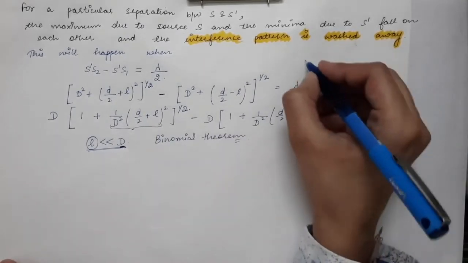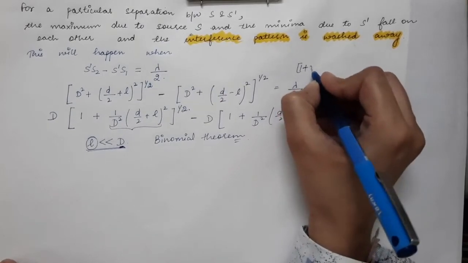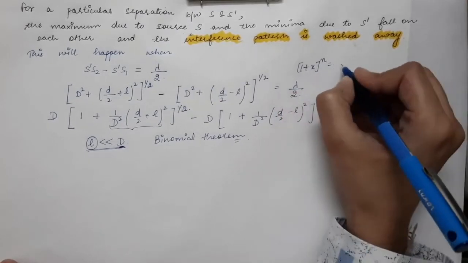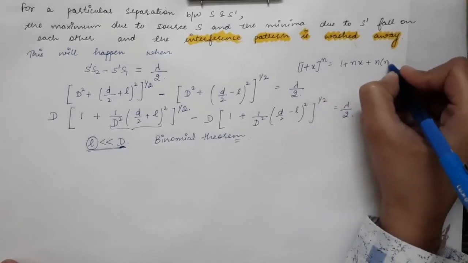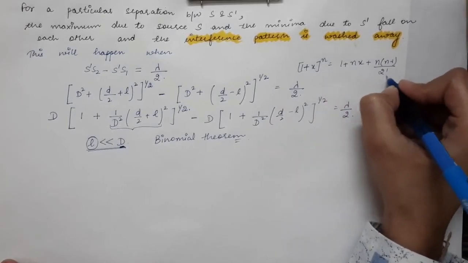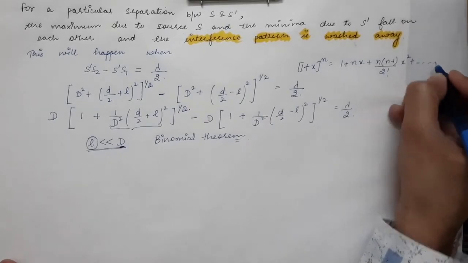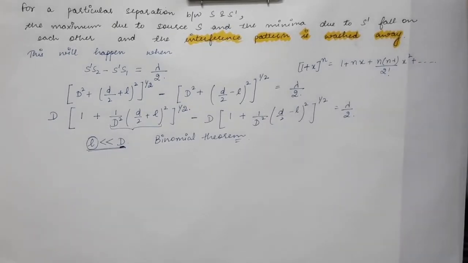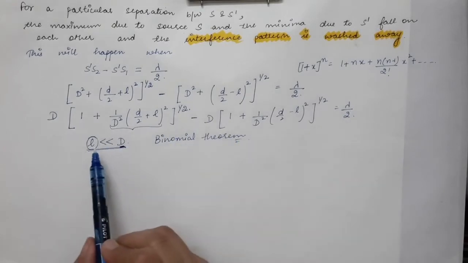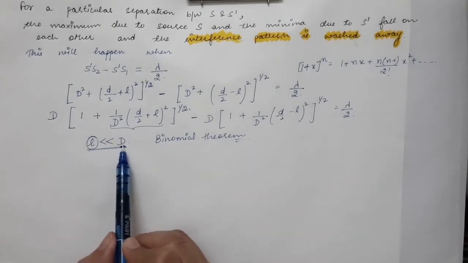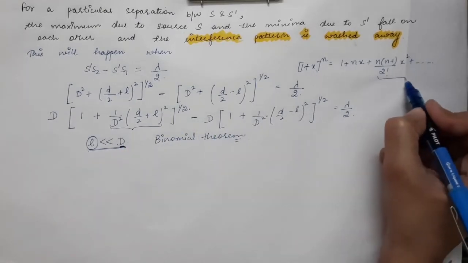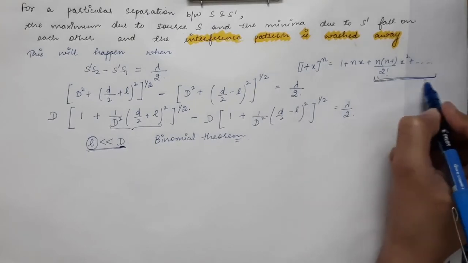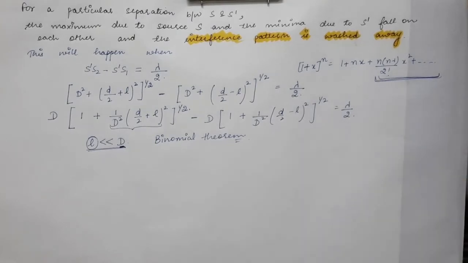So the binomial theorem states that (1 + x)^n is nothing but equal to 1 + nx + n(n − 1)/2! x², and so on. You have higher order terms. But over here, this L is very small as compared to capital D. So in that case, we will neglect the higher order terms.